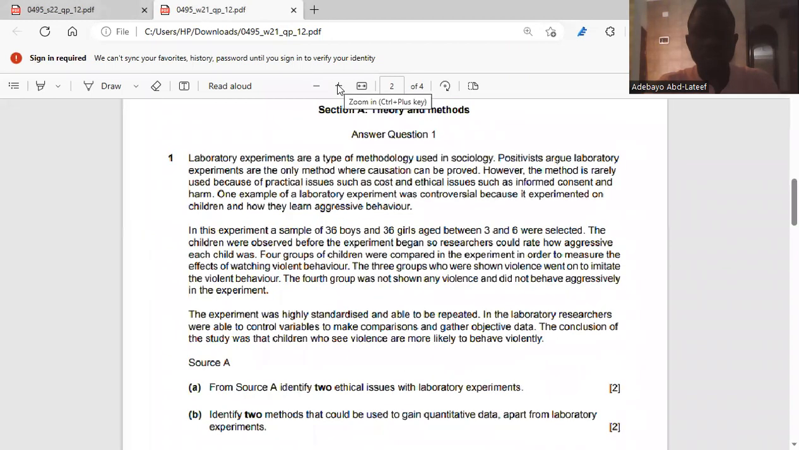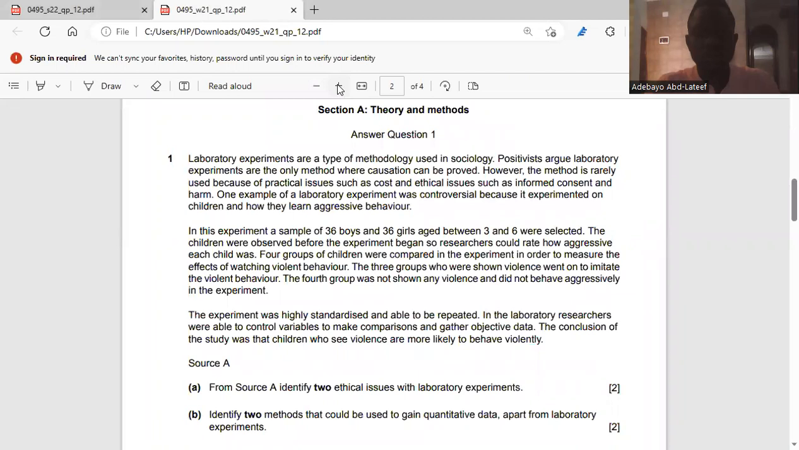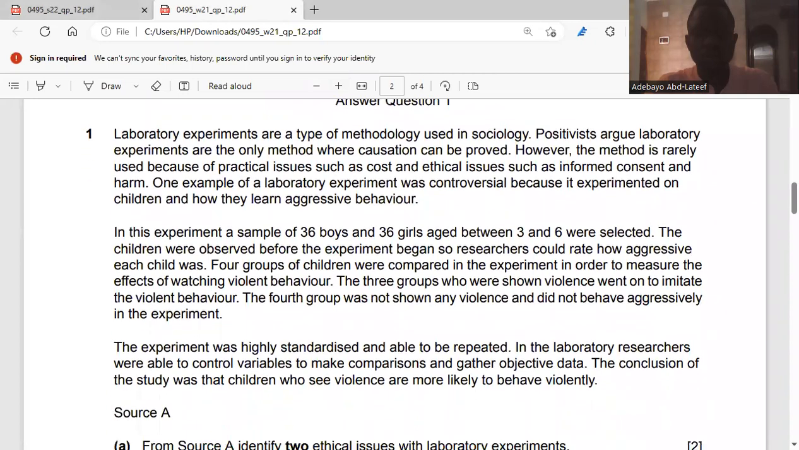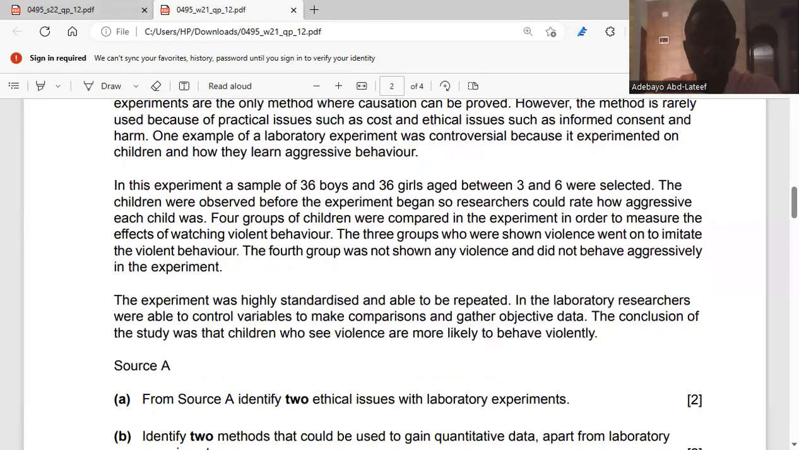Laboratory experiments are a type of methodology used in sociology. Scholars of this argue laboratory experiments are the only method where causation can be proved. However, the method is rarely used because of practical issues such as cost and ethical issues such as informed consent and harm. One example of the laboratory experiment was controversial because it experimented on children and how they learn aggressive behavior. In this experiment, a sample of 36 boys and 33 girls aged between 3 and 6 were selected.